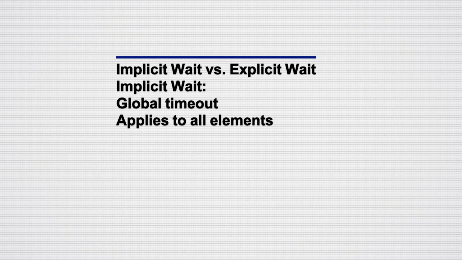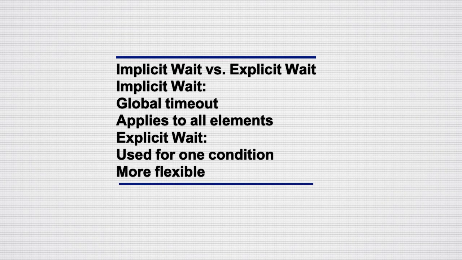What is the difference between implicit wait and explicit wait? Implicit wait sets a default wait time for the whole test script. If Selenium can't find an element right away, it waits for the set time before throwing an error. It applies to all elements globally. Explicit wait is smarter. It waits for a specific condition, like an element becoming clickable, visible, or present on the page. You use it when some elements load slower than others.